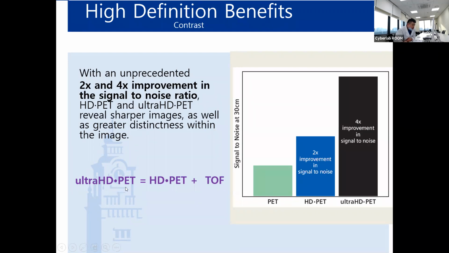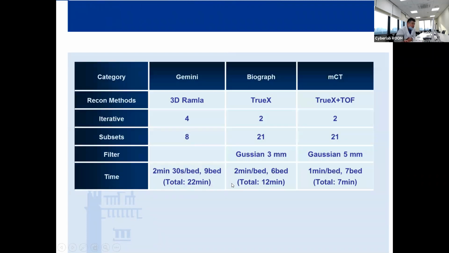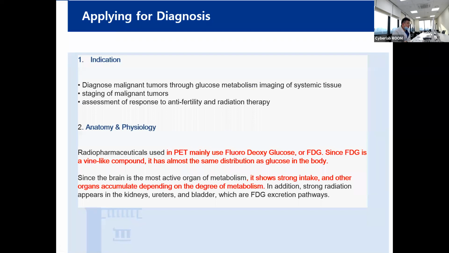So ultraHD-PET in our system by Siemens is called the TOF. So Gemini is by Philips, Biograph is ours by Siemens, MCT is also. So Biograph, we have two devices, Biograph and MCT. TrueX applies the PSF, but MCT is a more advanced device, TrueX plus TOF. We can apply both TrueX and the TOF. We typically use the Gaussian filters.